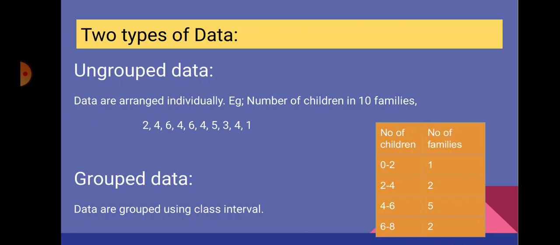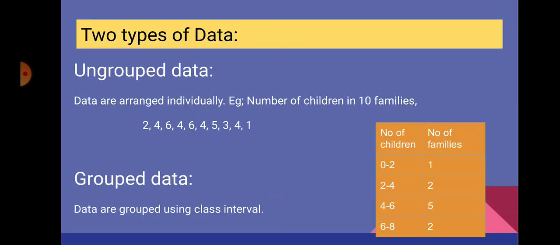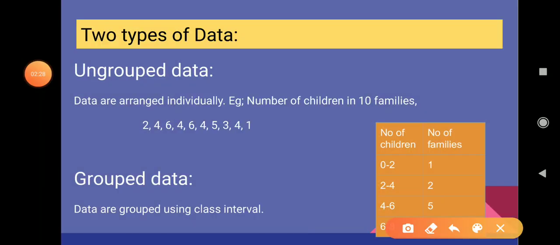Ungrouped data means data are arranged individually. Here I gave an example: number of children in 10 families. Here there are 10 families. This is the first family, second family, third, fourth. Look here, in the first family there are 2 children. In the second family there are 4 children. In the third family 6. Like this, their data are arranged individually. So these types of data are called ungrouped data.